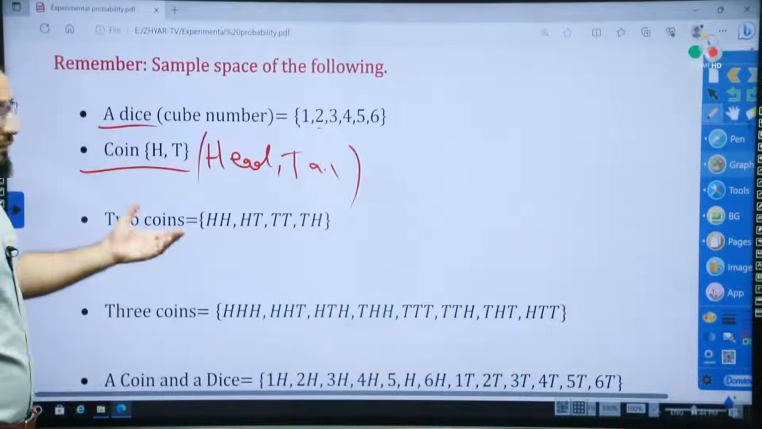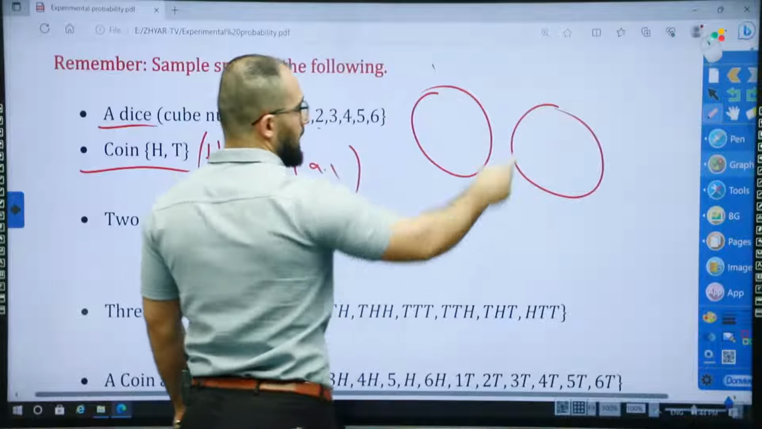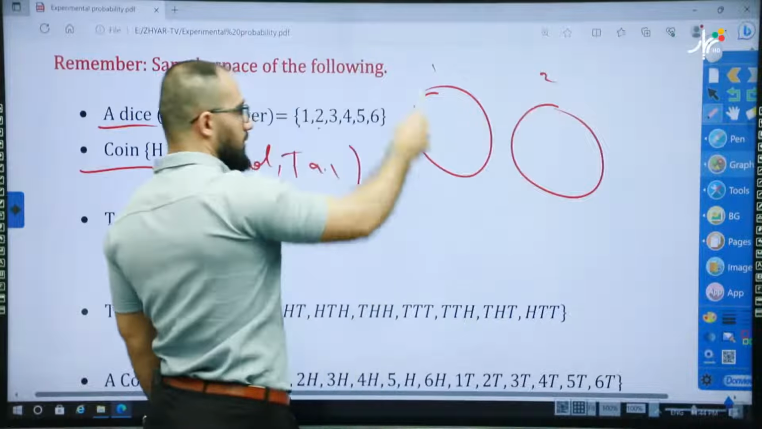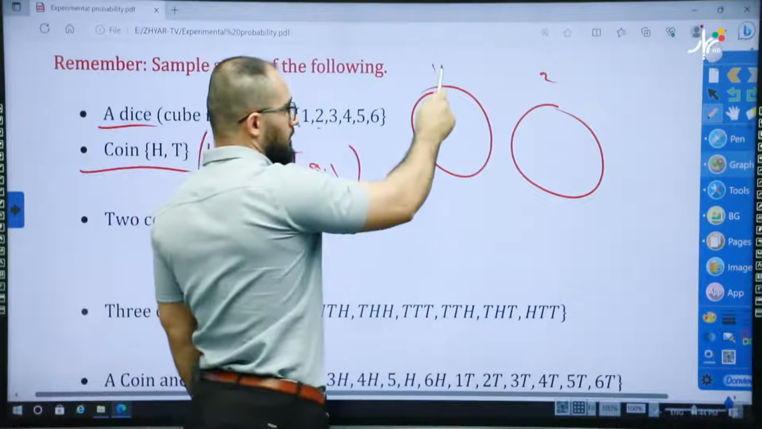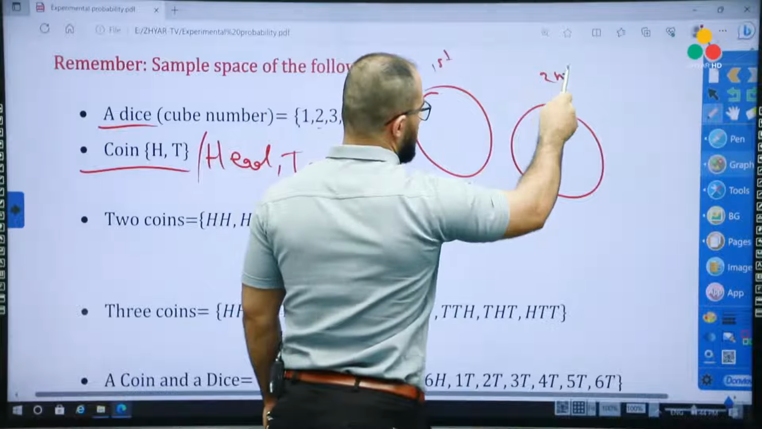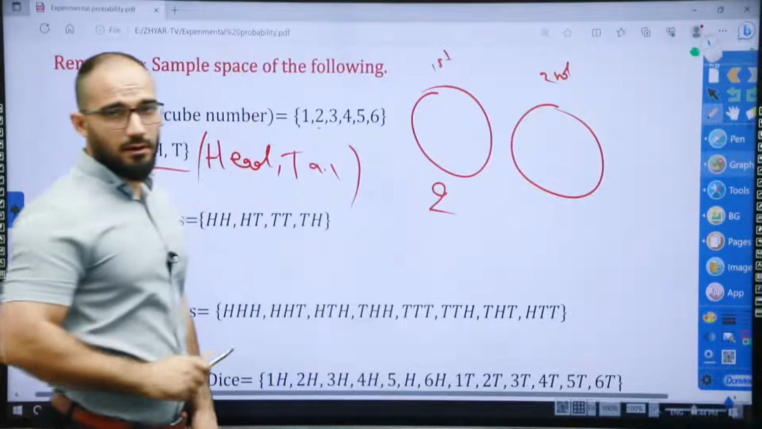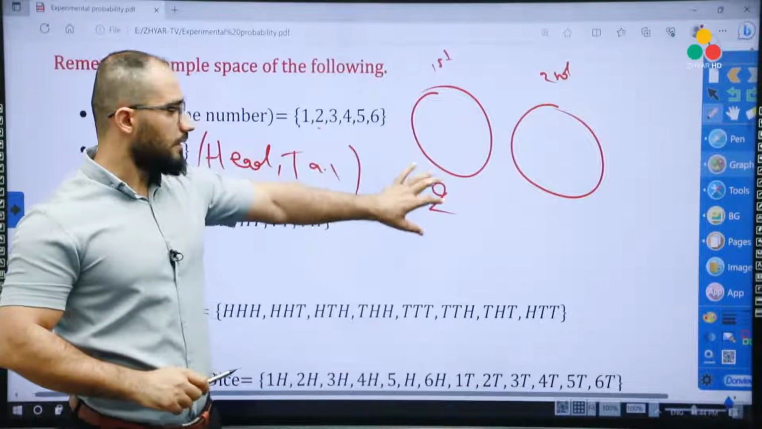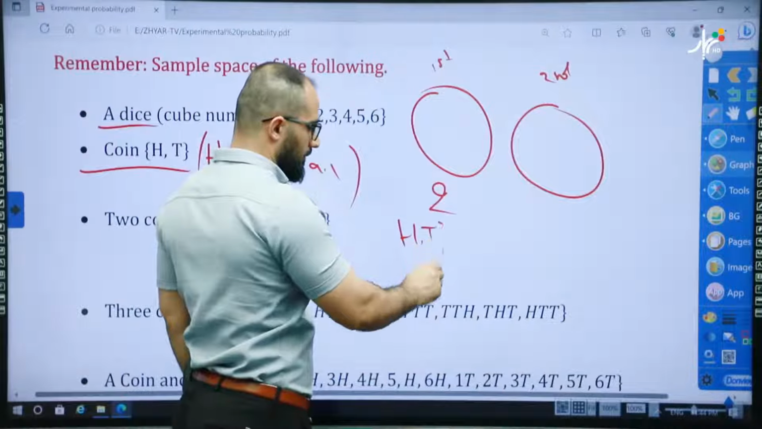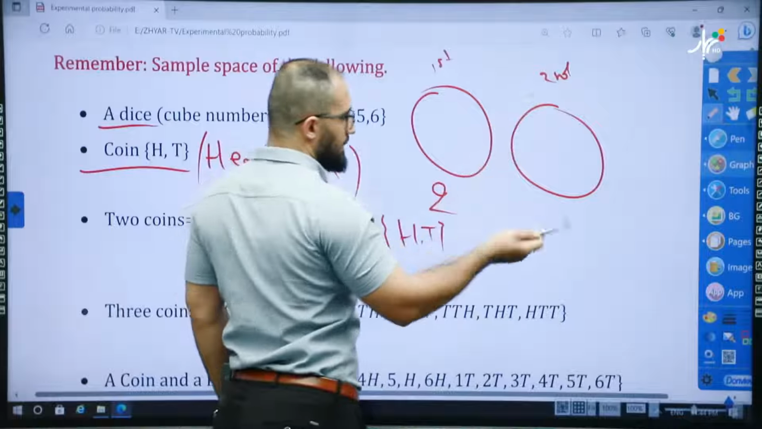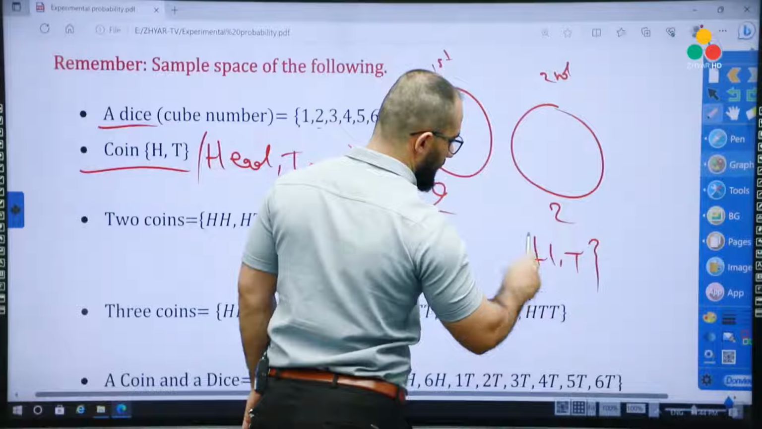If you have two coins, this is coin number 1 and coin number 2. The first coin has two results. The sample space of the first coin is head and tail. For the second one it is the same. It has two results, head and tail.